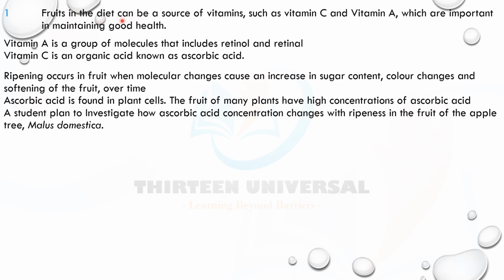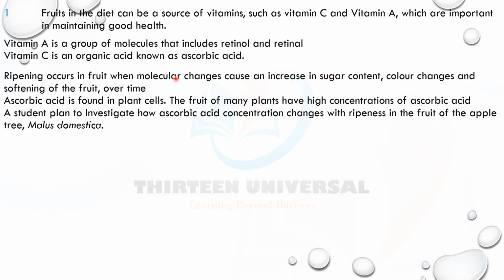Fruit in the diet can be a source of vitamins such as vitamin C and vitamin A, which are important in maintaining good health. Very important. Vitamin A is a group of molecules that includes retinol and retinal. Vitamin C is an organic acid known as ascorbic acid. Ripening occurs in fruit when molecular changes cause an increase in sugar content. Okay, sugar content, pay attention to all of that. All right, so that's ripening, of course.